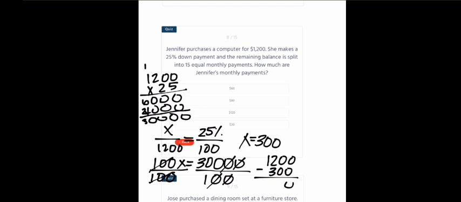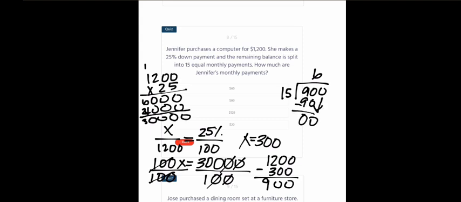So we know how much is left over, right? So we do 0 minus 0, 0, 12 minus 3, 900. That is her balance. And that balance we are now going to divide by 15. So 15 goes into 90. Well, I know 15 goes into 60 4 times. So 15 times 4 is 60. 15 times 5 is 75, which means 15 times 6 is 90.